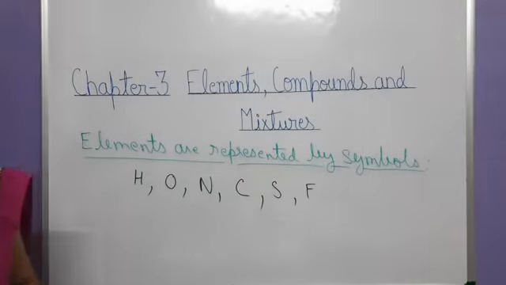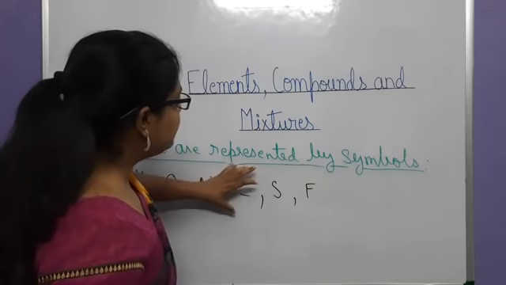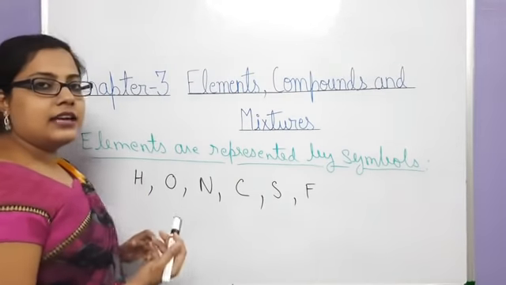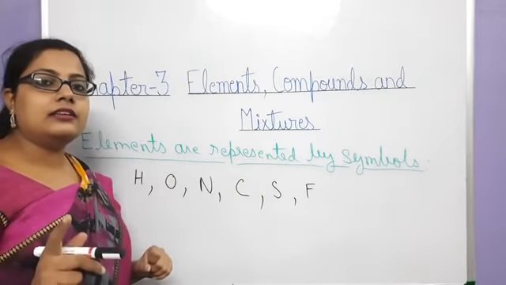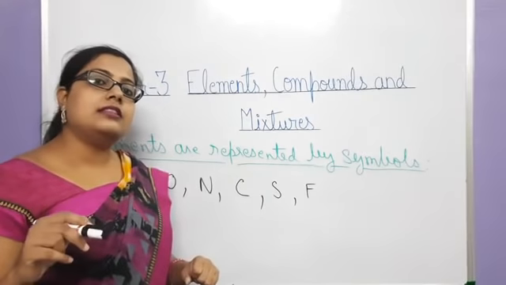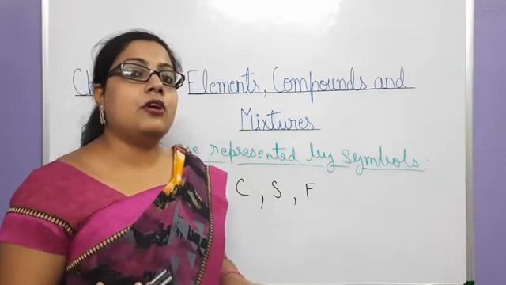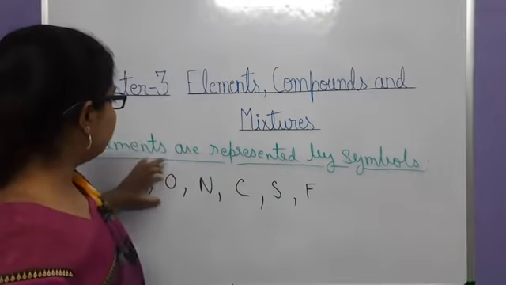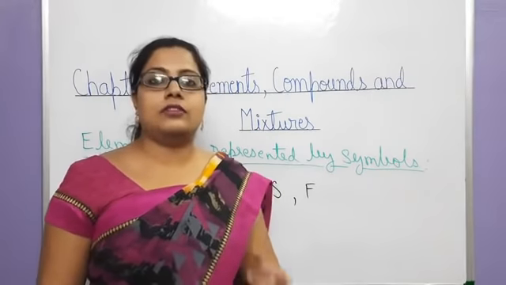Now, from where did this symbol come? This symbol came from the first letter of the name of the element. Hydrogen starts with H, so that symbol H came from the first letter of the name of that particular element. Oxygen also came from the first letter of its name. Similarly, fluorine, F came from the first letter of the name. So these symbols are derived from the first letter of the name of that particular element.